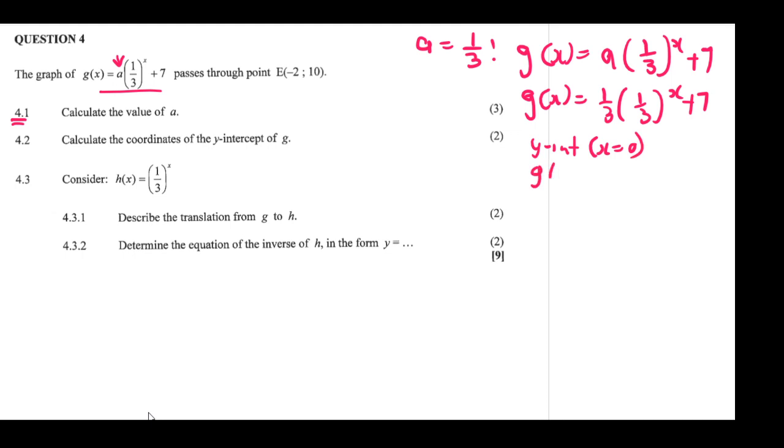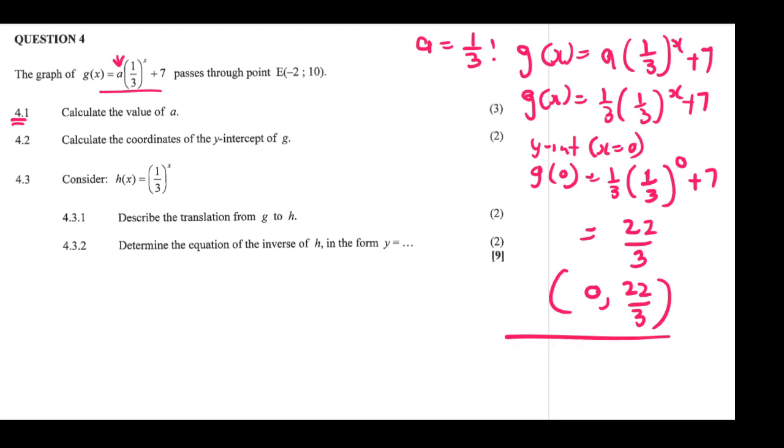So it's going to be g of 0 is equal to 1 over 3 into 1 over 3 all to the power of 0 plus 7. Please punch this in your calculator. By the way, this is 3, I'm just going to write it properly. So it's 1 over 3. Punch this in your calculator. You will find 22 over 3, I think. So the coordinates are going to be 0 and 22 over 3. These are the coordinates of the y-intercept of g.